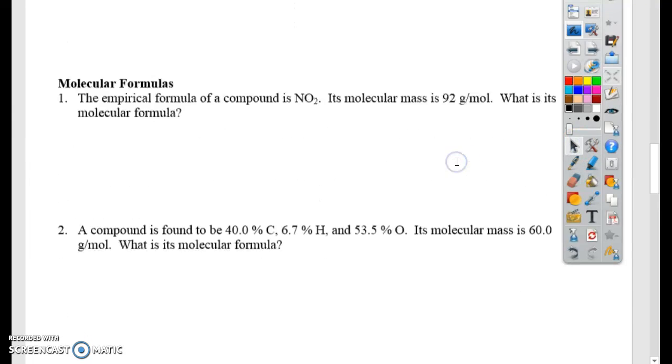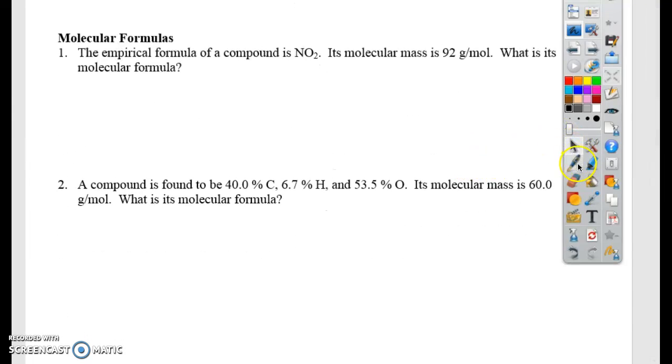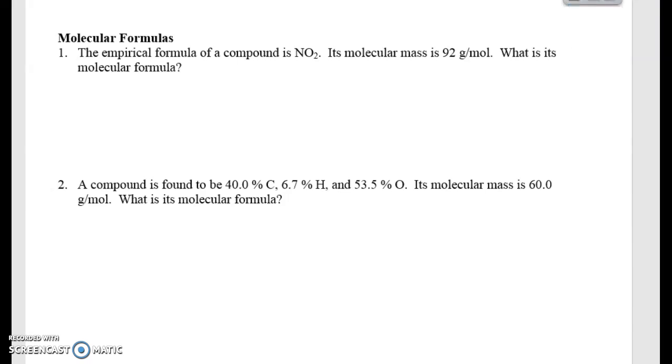Now, molecular formula is the same general idea. It is a longer problem, though, in general. Now, for this first one here, the empirical formula of a compound is NO2. Its molecular mass is 92.0 grams per mole. What is its molecular formula? Now, for this problem, this actually ends up being a relatively quick problem because I already gave you the empirical formula in this one. And really, the reason why I did this is to make sure you're paying attention.